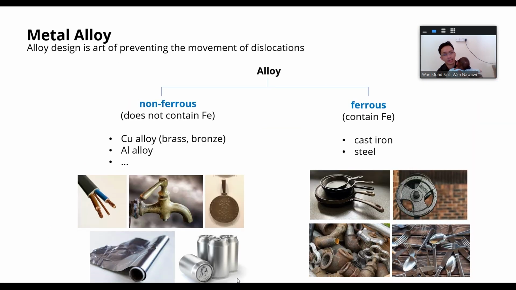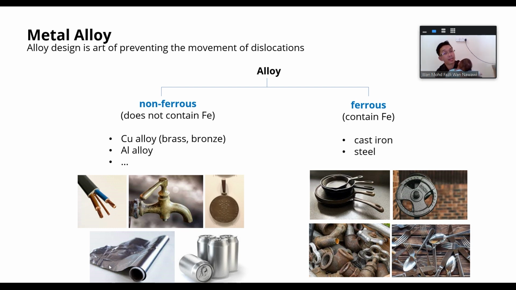Okay, let's see again here. And then we also have aluminium alloy. So you see at the bottom here, this is kitchen foil, right? Aluminium foil. In the kitchen, your mother, your father, or your family, even you, have used this before, right? This is a drink can lah.